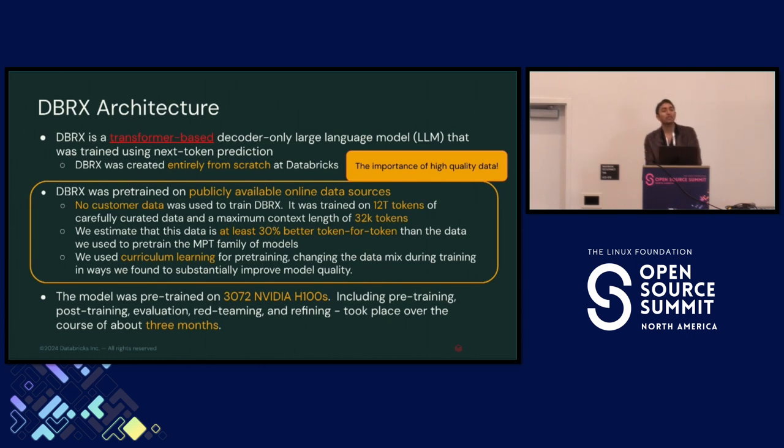So what does it mean to have 32K tokens worth of context? It means that you can pass in a book to this model, and it's able to reason about that book and then give you an answer about that. That's super important for enterprises who are largely using these models to look up manuals or long pieces of data and then answer questions about them. We trained the model on 3,000 plus NVIDIA H100s. That's a big cluster. Pre-training, post-training, evaluation, the whole process took us around 3 months.